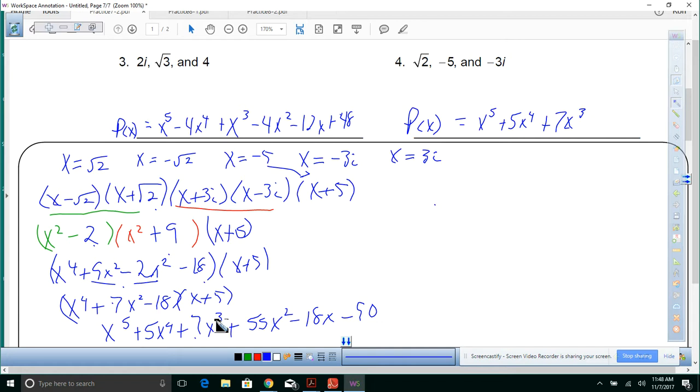7x, so 7x cubed, and then 7x times 5, that's going to be plus 35x squared, plus 35x squared, minus 18x minus 90. Okay, you got to watch them signs. You saw they tripped me up twice, both of those problems.